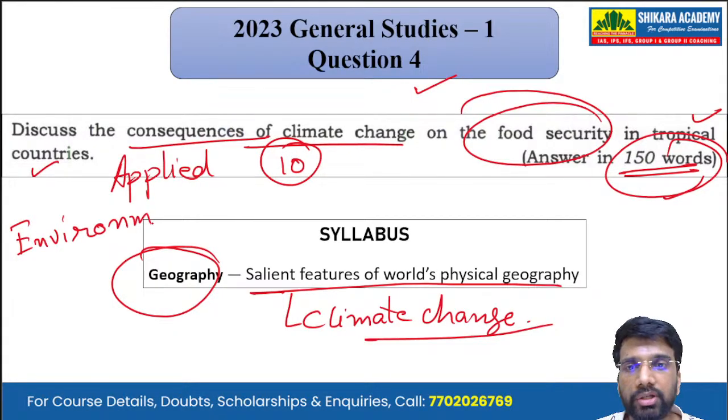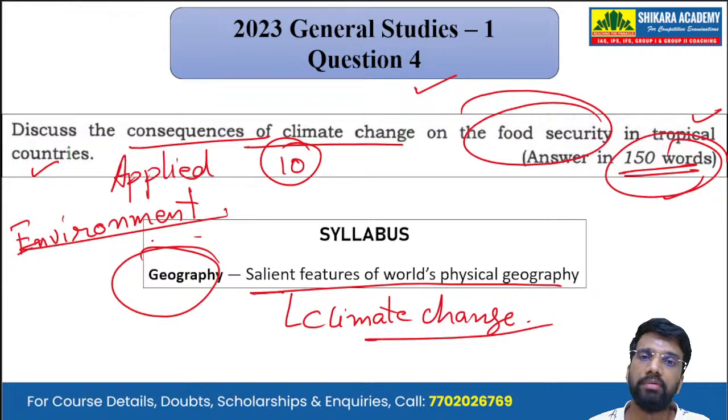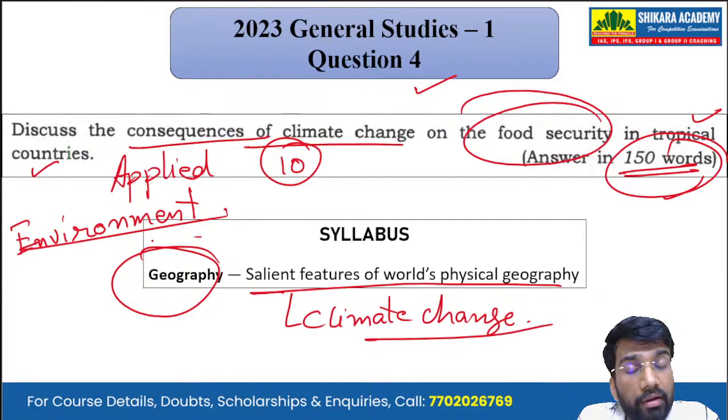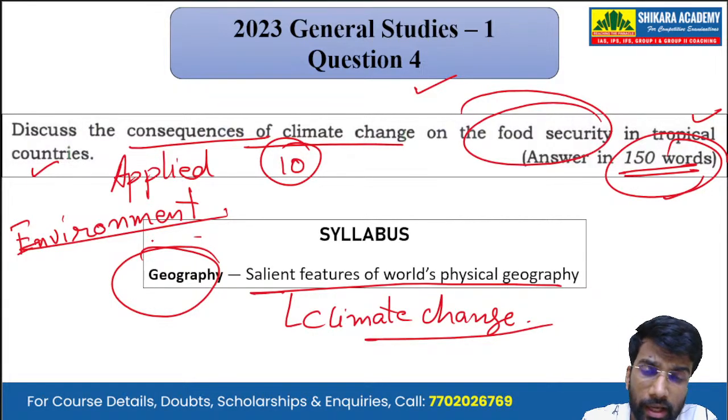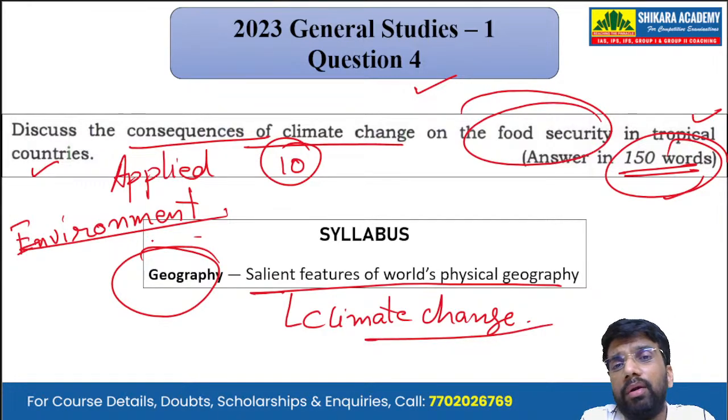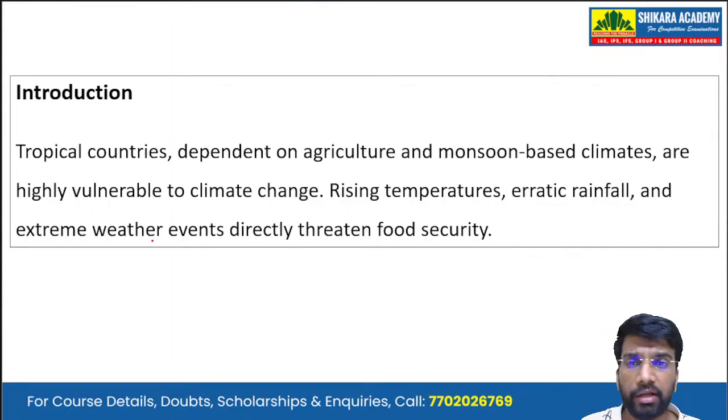It is a question that can also be asked in GS paper 3, that is, in the environment part of the syllabus. But now this question has been asked in GS paper 1. That means you have to write this question from a geography paper perspective. Now, starting with the introduction.